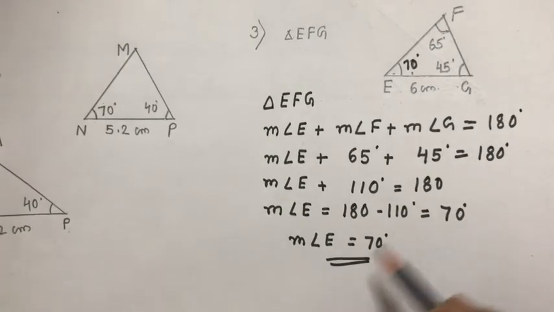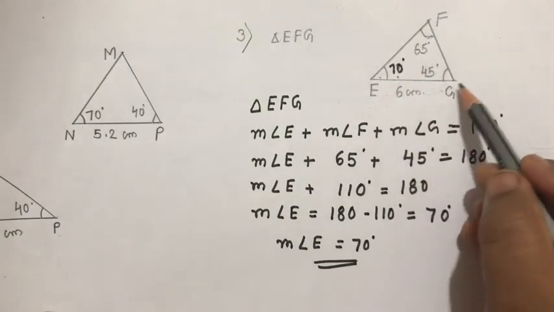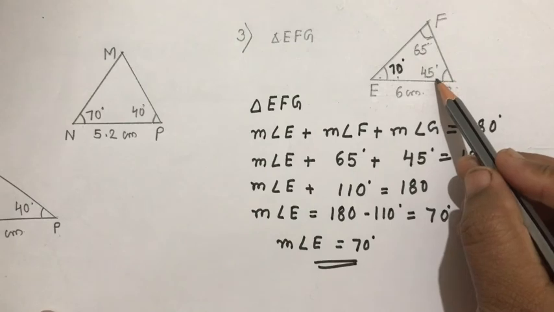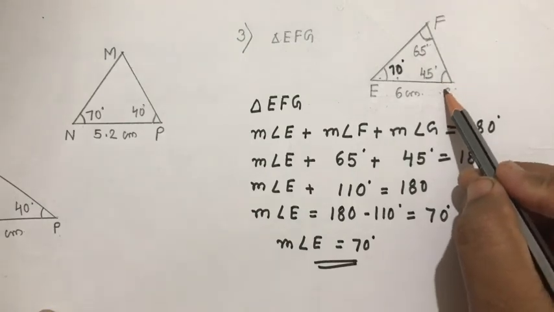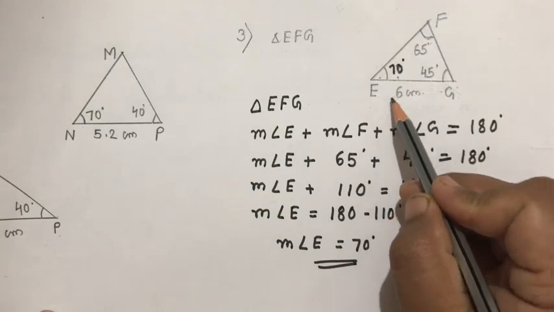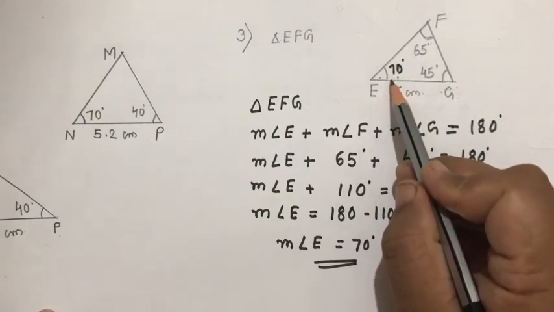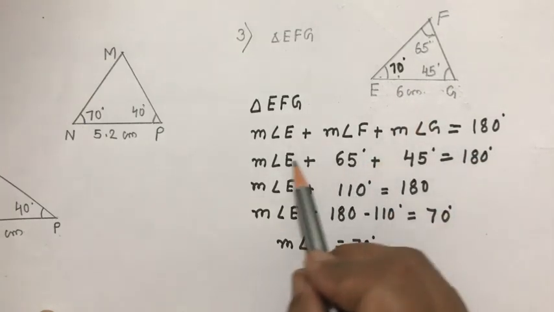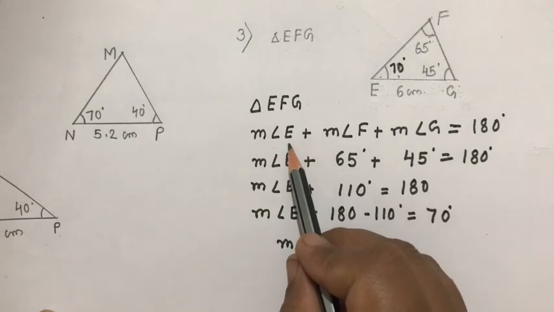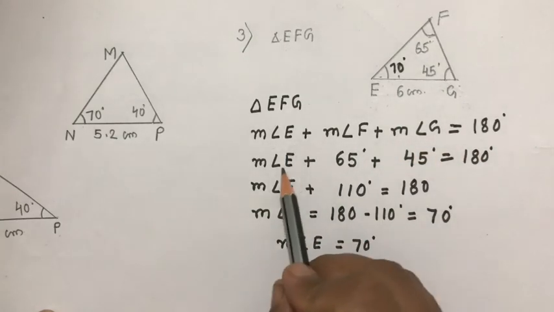Okay, so once again let me explain you. In triangle FEG, measure of angle F is given 65 degree, measure of angle G is given 45 degree, but measure of angle E is not given and base EG is given. So we need to find out measure of angle E. So we are using the angle sum property of a triangle. Sum of all the angles of a triangle is equal to 180 degree.